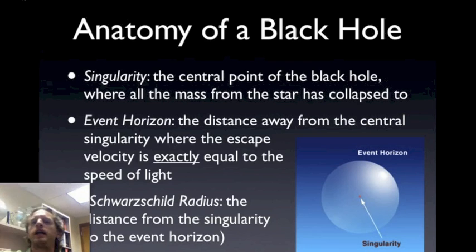Or you could even have a planet orbiting that black hole outside of the event horizon, and it'll just keep on doing that forever. So it doesn't suck everything in. It only sucks things in that go inside of that event horizon. Outside of the event horizon, again, it's the same thing as if you just had a really massive star there.